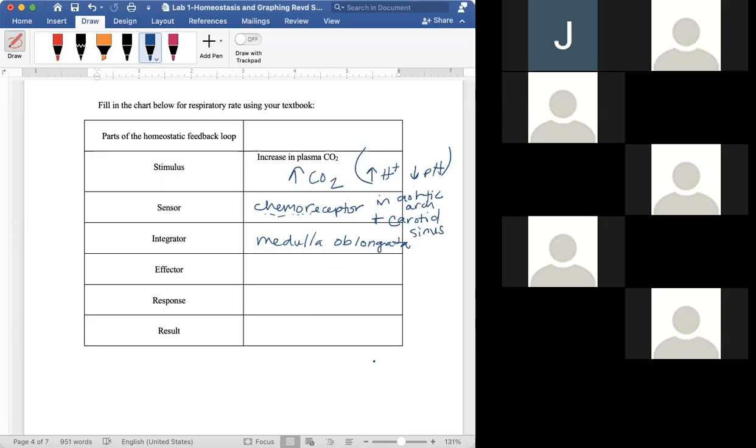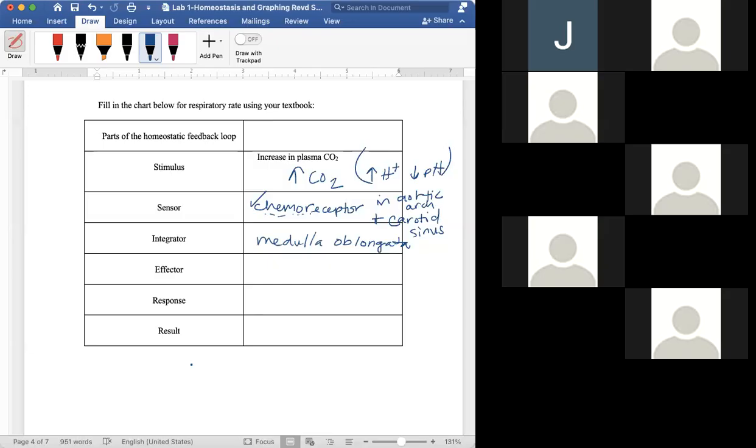For the sensor, instead of putting the blood pH, it's best to put the aortic arch or the carotid sinus, because you're identifying the sensor and the location. The chemoreceptors are the sensor and they're found in the aortic arch and carotid sinus. It's the same whether you're talking about CO2 or blood pH, because both of those trip up these chemoreceptors. They're kind of like smoke alarms, right? If CO2 goes up or if blood pH changes, they're going to get triggered.